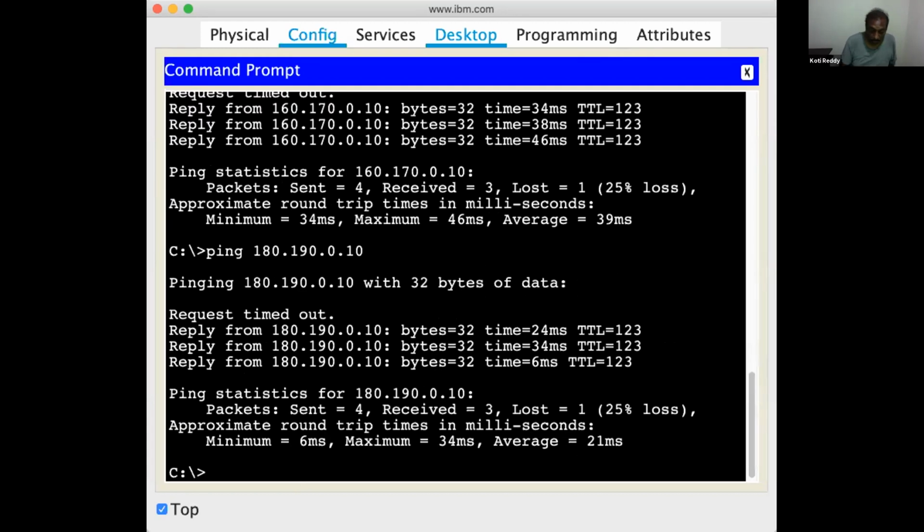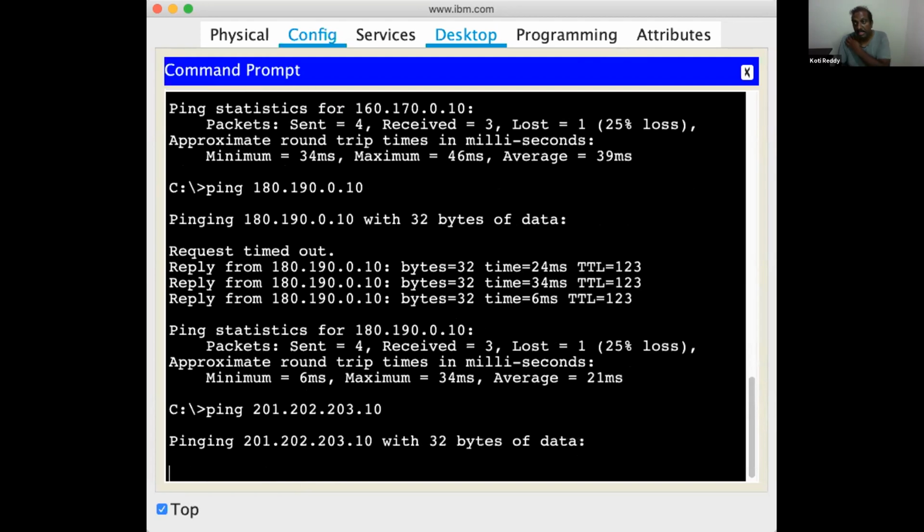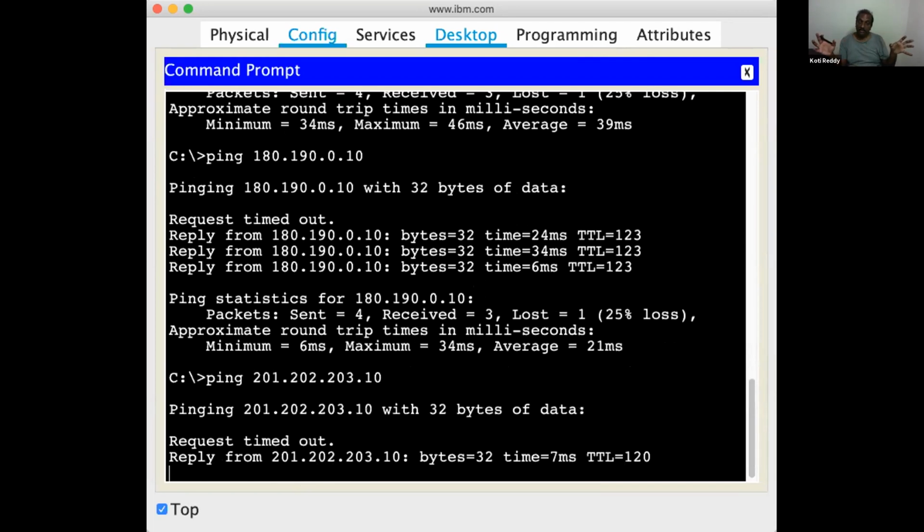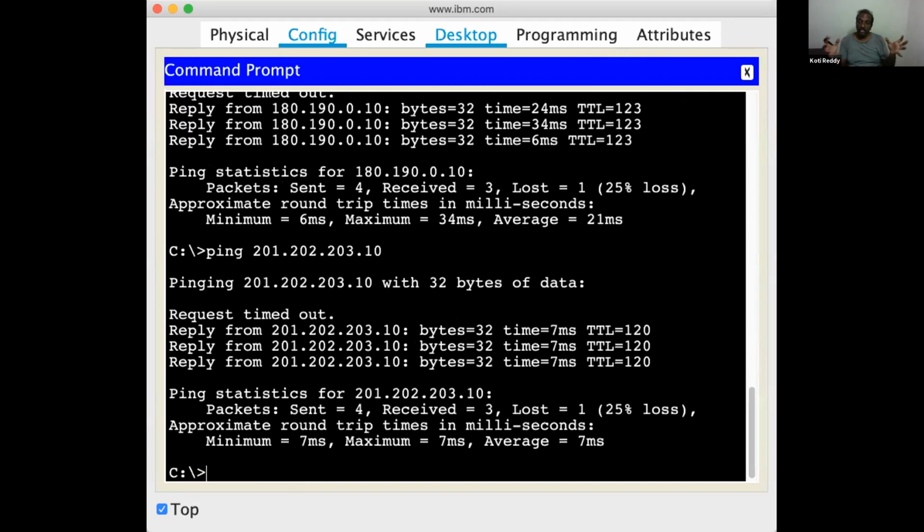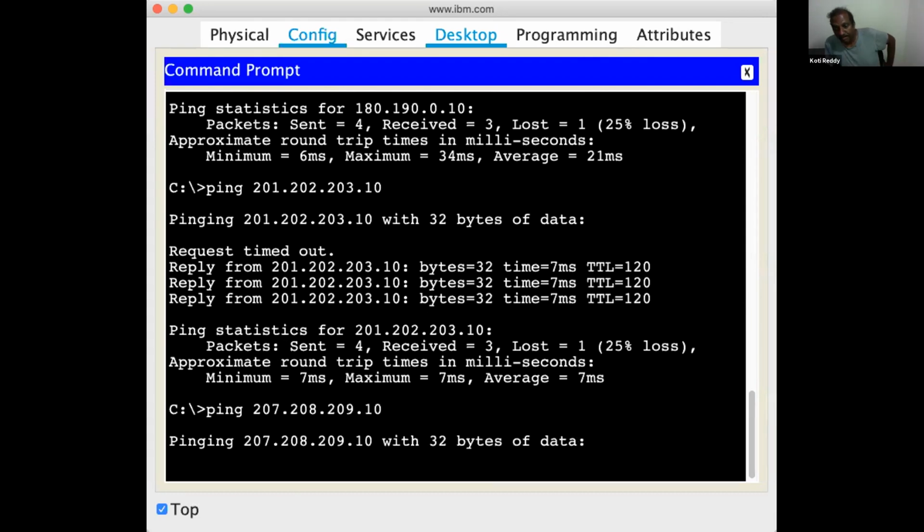Can I ping ISP2? Ping 201.202.203.10. This is in ISP2. So systems in ISP1 are reaching systems in ISP2 because they configured BGP and also did all the redistribution. Can I ping 207.208.209.10? Yes. This also is in what? ISP2.